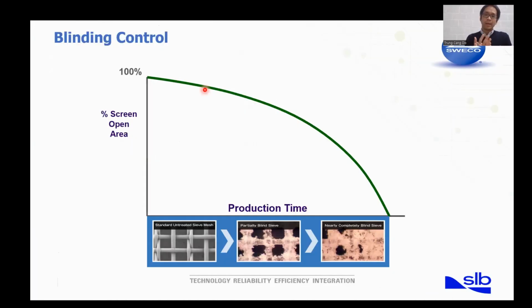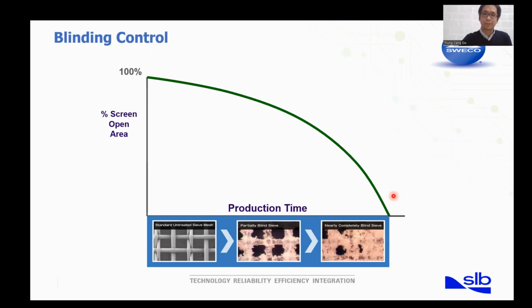So what's blinding? You see here a normal screen, so without any product. And over the production time, you will start to see some blinding of the screen. Why? It's because the product is starting to cover the wire of the mesh. And after a while, you see that it's completely blinded and no product can go through. So over the production time, you will start from 100%. And after a while, if you don't do anything, no product can go through. And that's a problem.